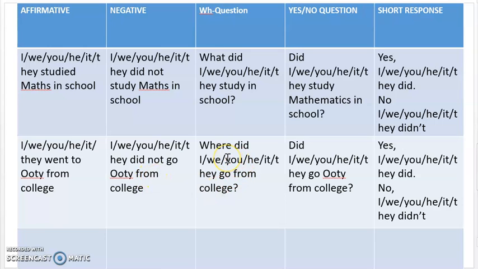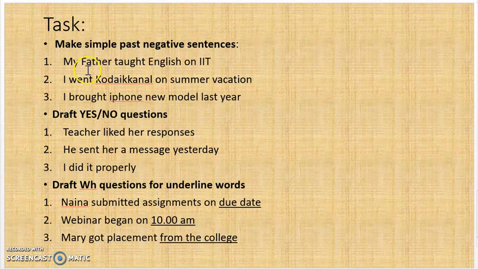And a WH question, and a yes or no question: did they go to Ooty from college? And short responses: yes, they did. No, they didn't. Now you can just frame five or six sentences for this table. That's why I left this column blank. You have to just write five or six sentences in the same format. Then you will understand how it works. And after doing that, you have a few exercises here.